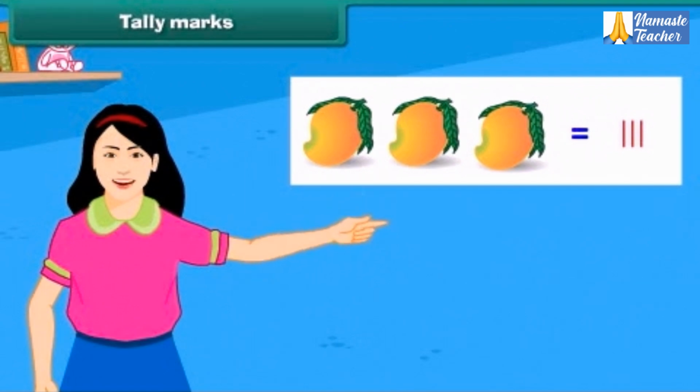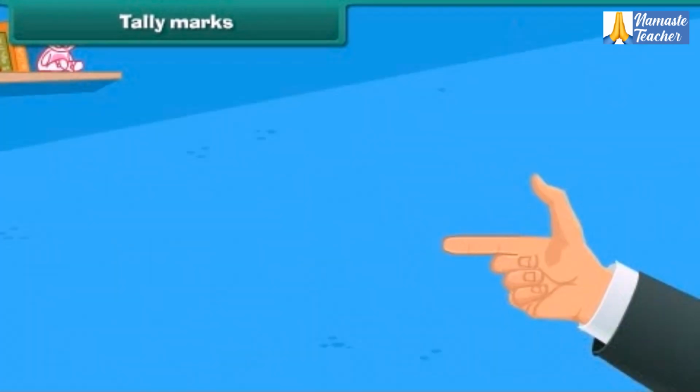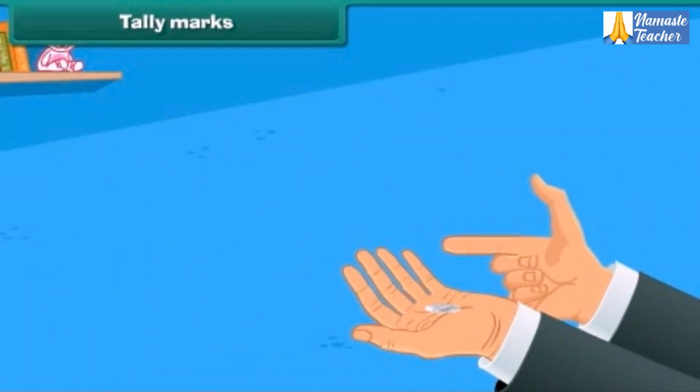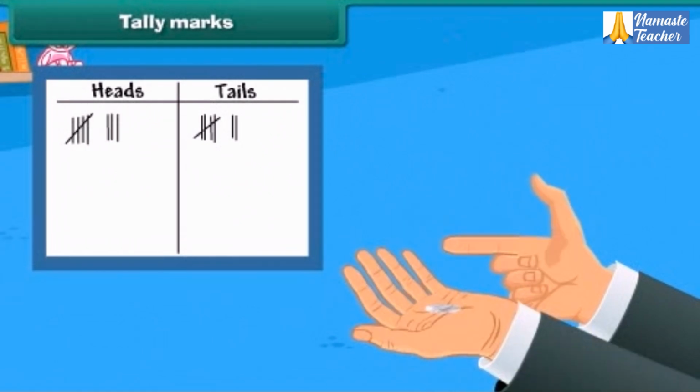Let's do an activity to prepare a tally chart. Flip the coin and see what side of the coin appears. Is it heads or tails? Mark it in the table as shown. Continue to flip the coin for 25 times and for each time, mark the reading in a table.